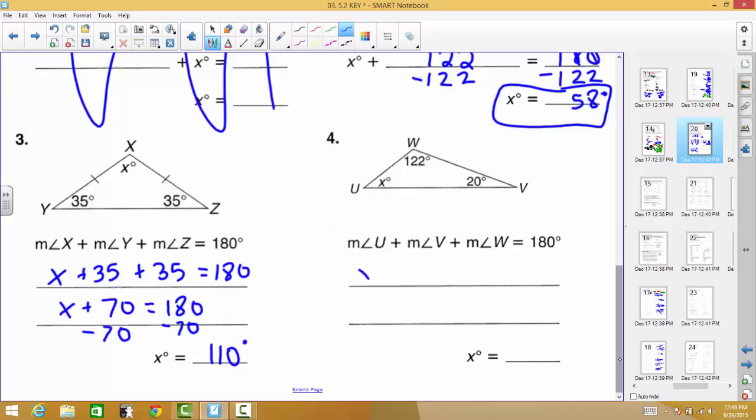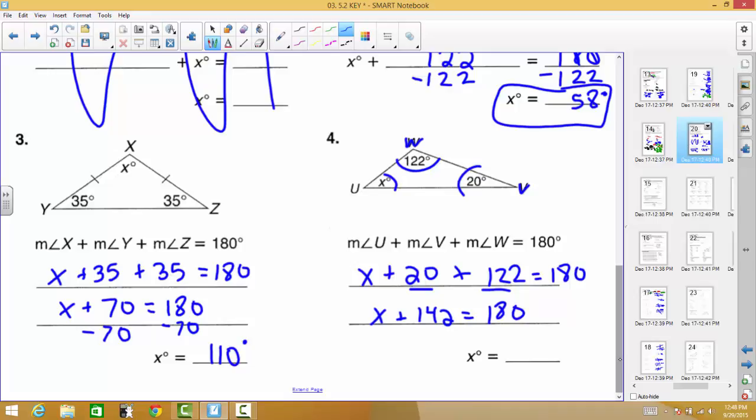The measure of angle u is x. The measure of angle v, see the v right here? So that's 20. And the measure of angle w, here's w, at 122. Put your like terms together. 20 and 122 is 142. And when you subtract 142 from both sides, you will get x equaling 38.